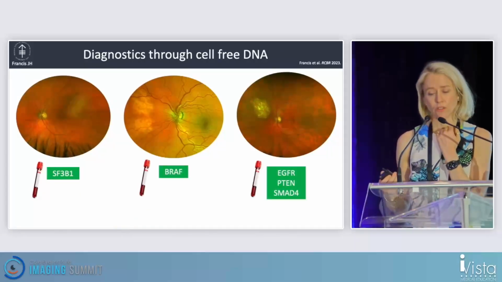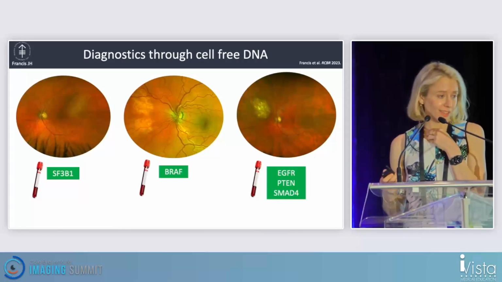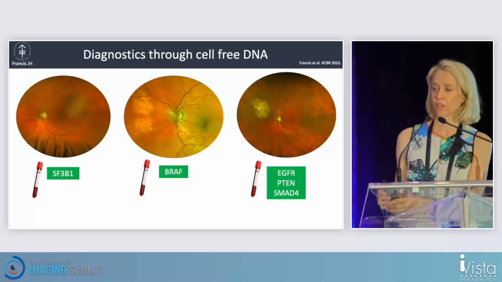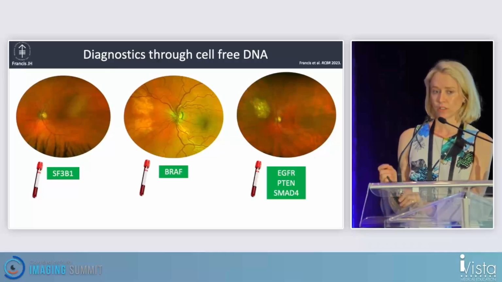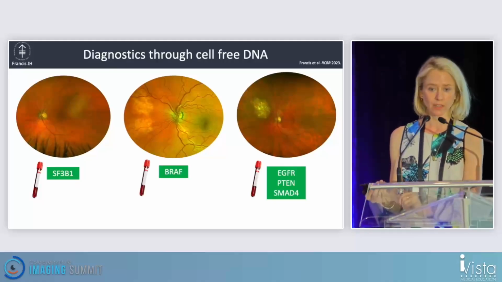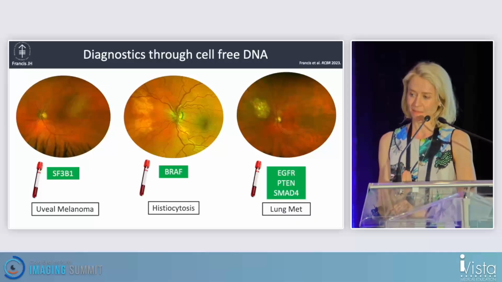And what we use now in coordination with imaging is a single blood test, which looks for 144 different oncogenes to allow us to determine and diagnose what these amelanotic lesions are. And those are the diagnoses here.